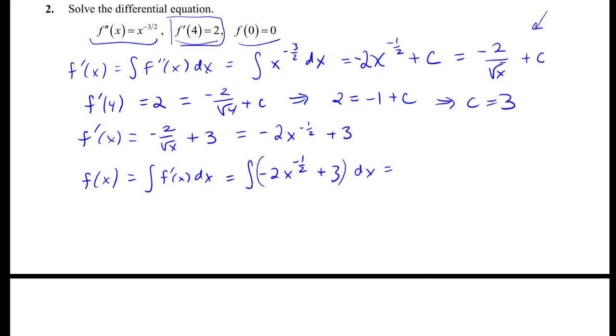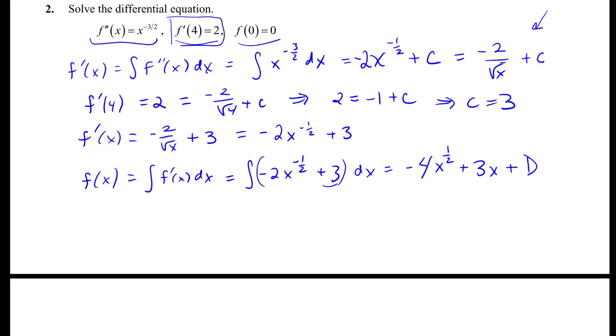And doing that, I have a negative 2 constant. I integrate x to the negative 1/2. So I add 1 to negative 1/2, giving me x to the 1/2, and divide by 1/2, which is the same thing as multiplying by 2. So this 2 becomes a 4. So I get negative 4x to the 1/2. Then plus 3x, because that's how I would integrate 3, and then I get another constant, which here I'll call d.